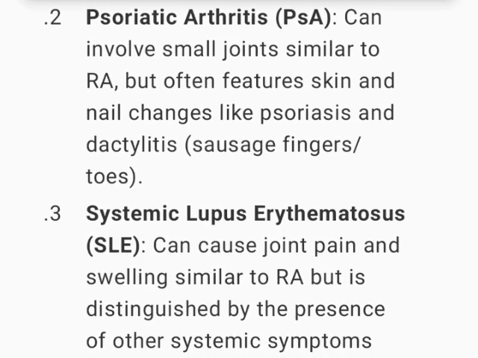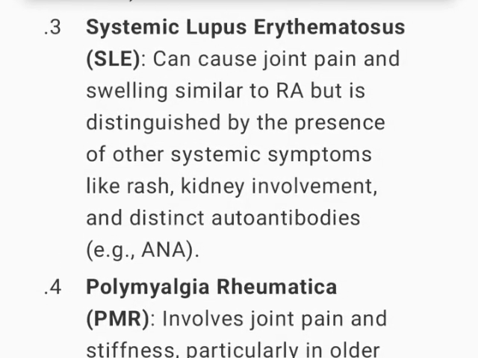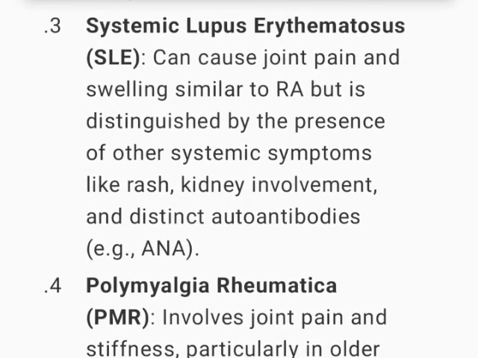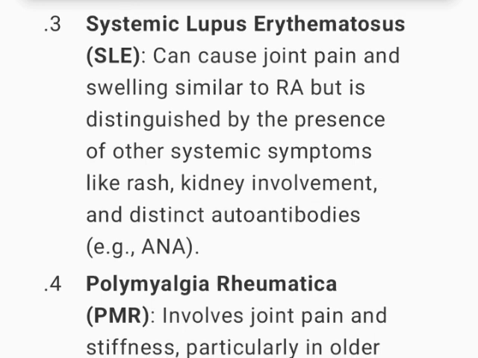2. Psoriatic arthritis, PsA, can involve small joints similar to RA, but often features skin and nail changes like psoriasis and dactylitis, sausage fingers, toes. 3. Systemic lupus erythematosus, SLE, can cause joint pain and swelling similar to RA, but is distinguished by the presence of other systemic symptoms like rash, kidney involvement, and distinct autoantibodies, e.g., ANA.